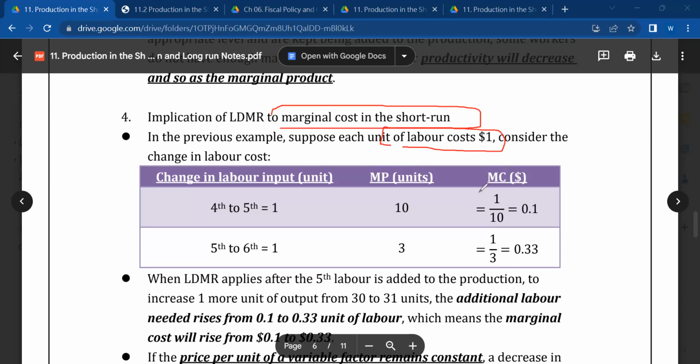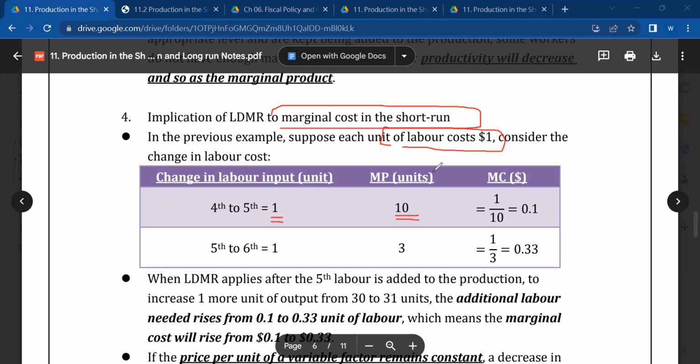That means for each unit of labor we employ, we need to pay $1. Okay, so we can get this table. Let's see what happens when we employ one more labor unit, from the fourth to the fifth labor. His marginal product is 10 units. That means this labor produced 10 units of products.